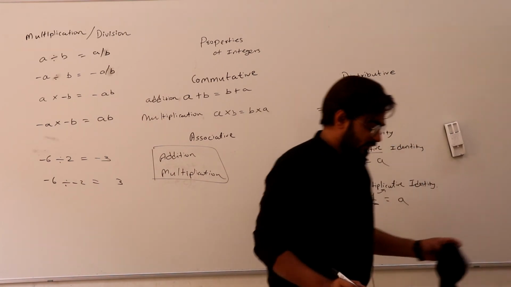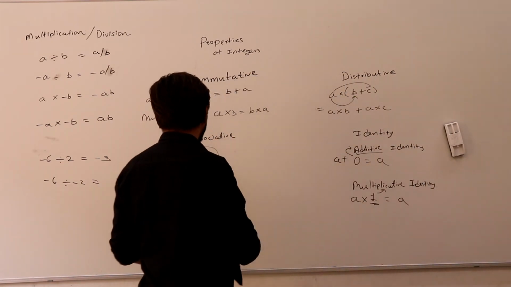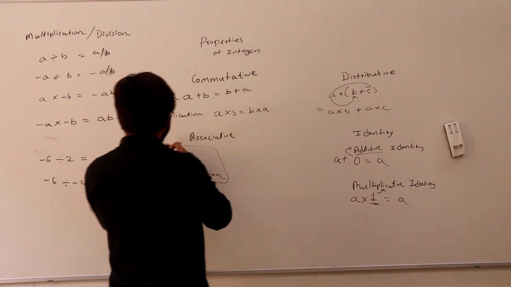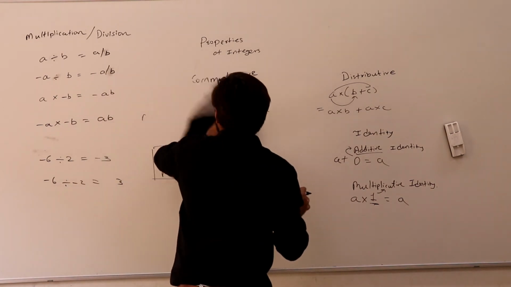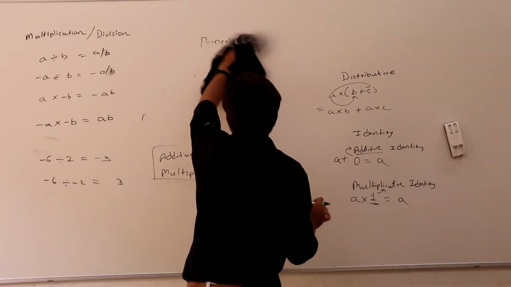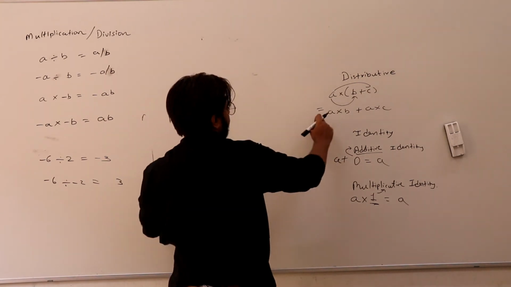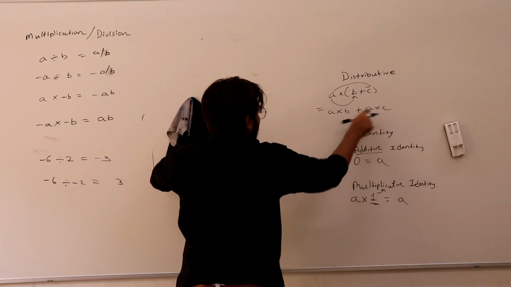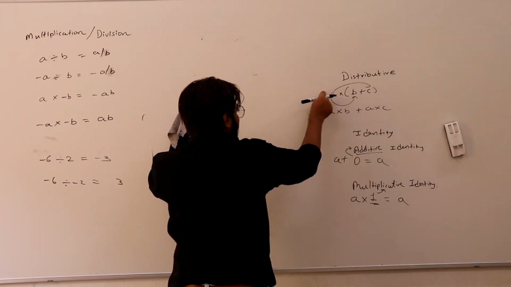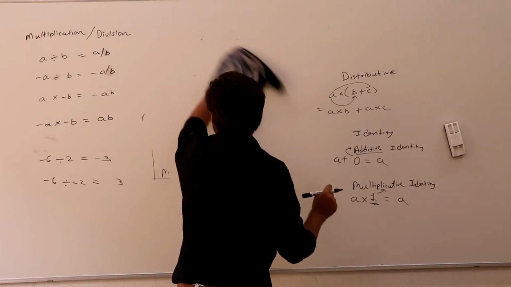Let us take one example for the distributive property. How can we apply the distributive property? Reverse. If this is given, we can do this process, or if this is given, we can do this process as well.